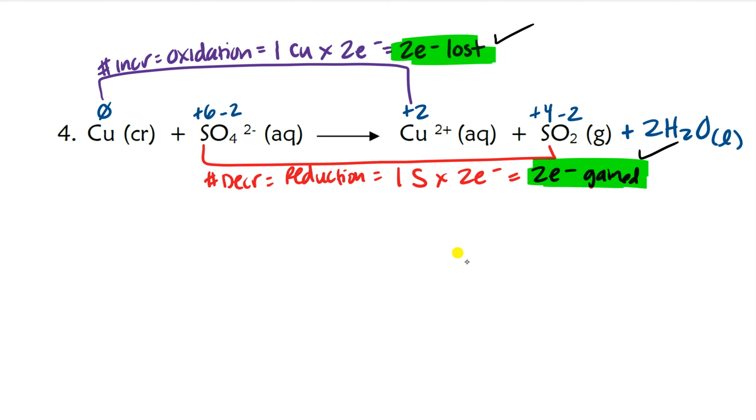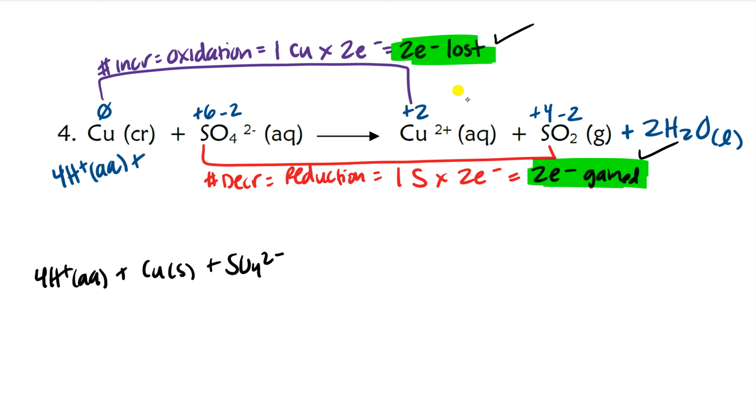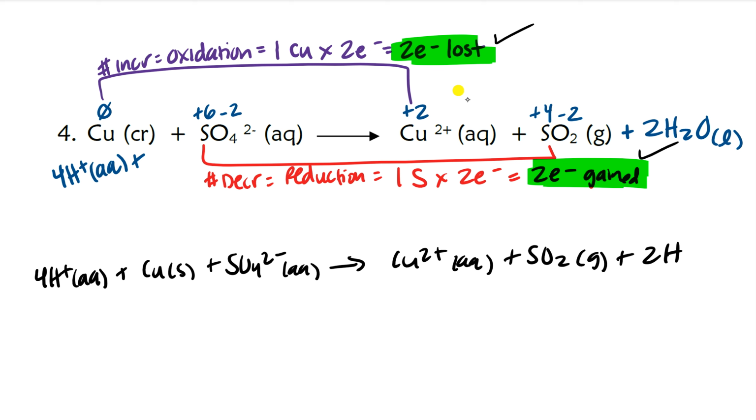Next step, balance your hydrogens. I now have 4 hydrogens on the product side, so I have to add 4 hydrogen ions to the reactant side. Clean this up a bit. 4 hydrogen ions plus copper solid plus sulfate ion yields copper 2 plus, sulfur dioxide and 2 waters.